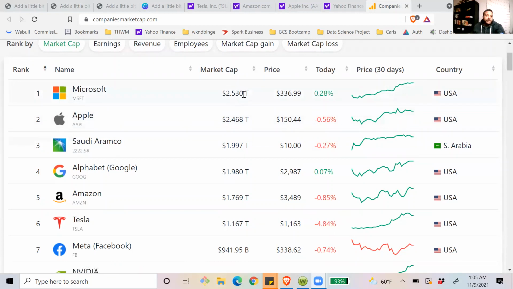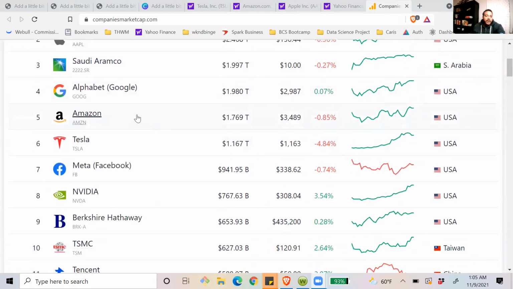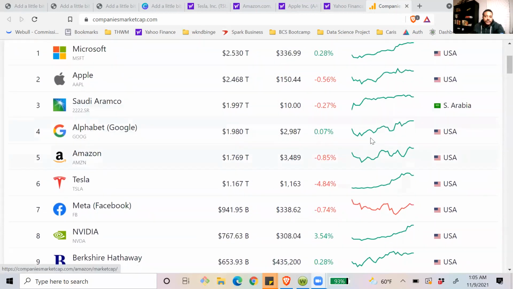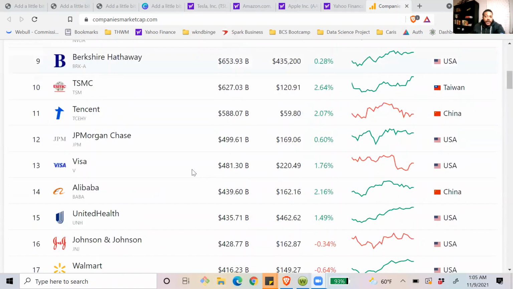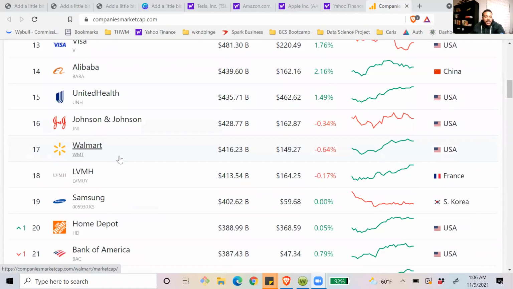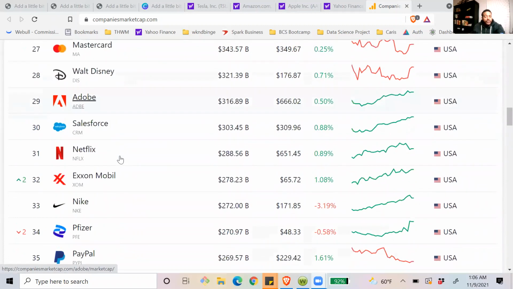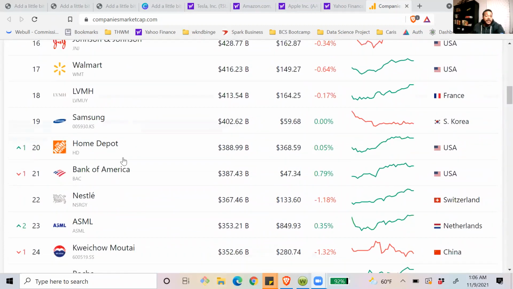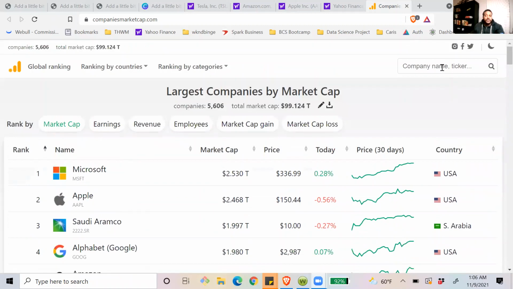That's a $2.530 trillion market cap, and we see Apple at 2.468. And then we have some of these other companies, mostly in the US, Saudi Aramco in Saudi Arabia, TSMC in Taiwan, Tencent, etc. So when you want to know the market cap of any company, this is a website you can come to.